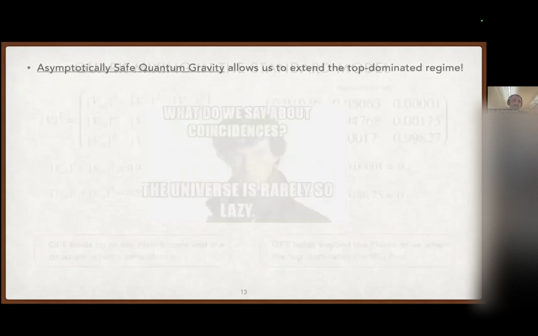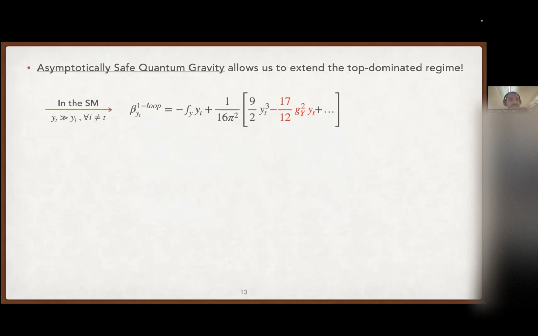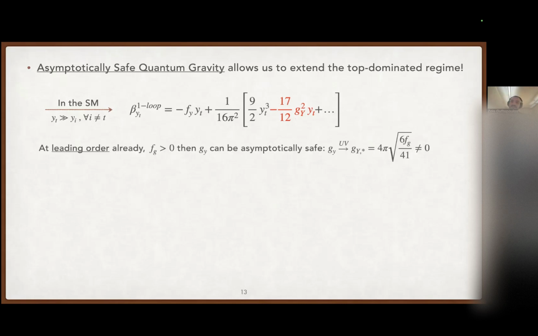The trick here is that asymptotically safe quantum gravity allows us to extend the flows beyond the Planck scale towards a top-dominated regime. You can see this by checking the beta functions for the top Yukawa coupling, but also the full beta functions that include a term which is negative and depends on the abelian hypercharge. So here we can have the following scenario. Since f_g is positive, we can have the abelian hypercharge become asymptotically safe.